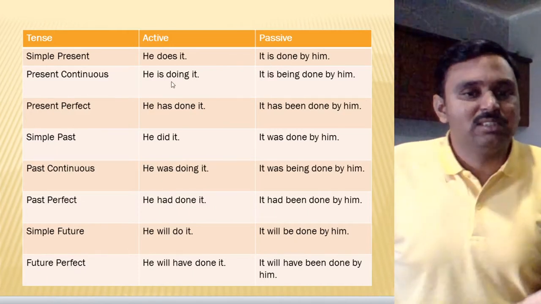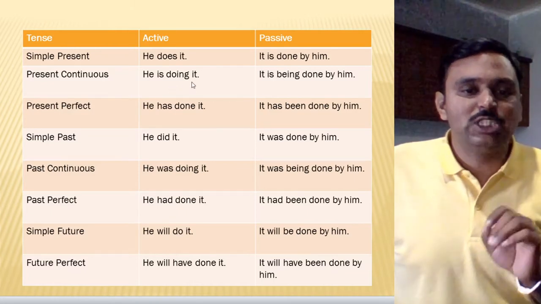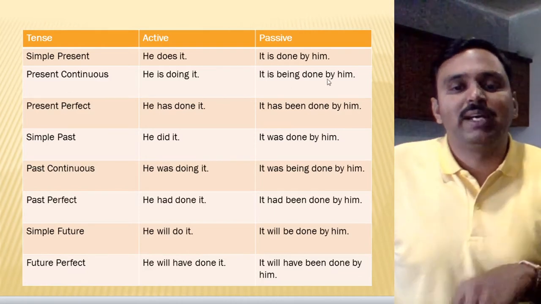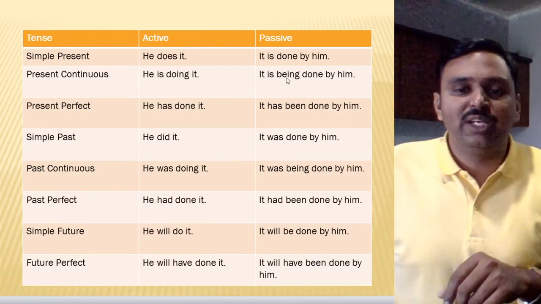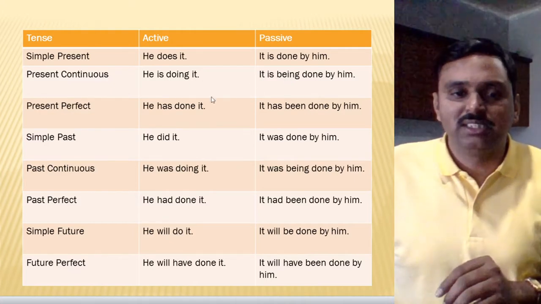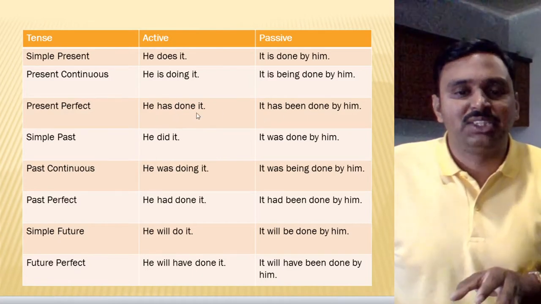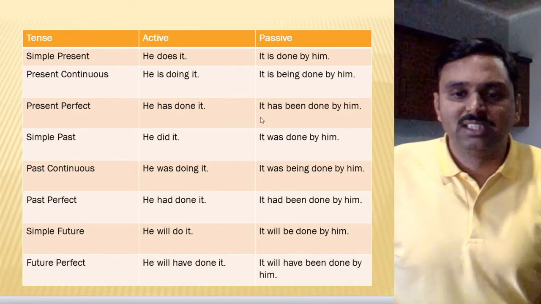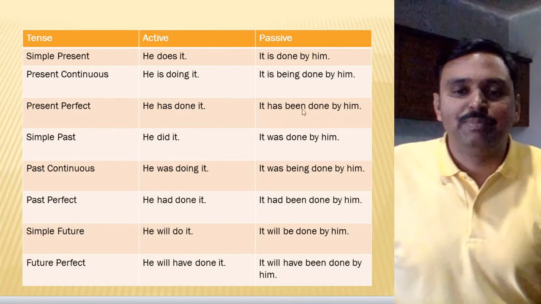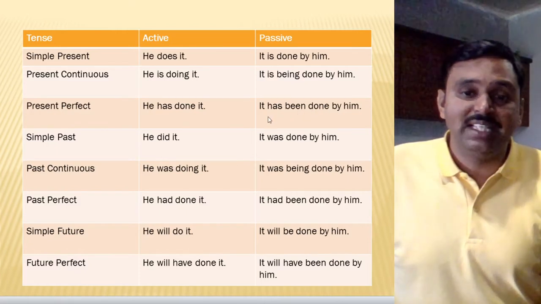And if it is the ing form like continuous tense, then we use 'being'. Like 'he is doing it' in present continuous tense, we'll make it like this: 'it is being done by him'. So in between 'is' and 'done' we are using 'being' when there is the ing form. Alright, remember this. And in present perfect tense we use 'been', like 'he has done it', we'll make it 'it has been done by him'. So 'has been done', has been plus V3. Alright, this will be the passive voice change.